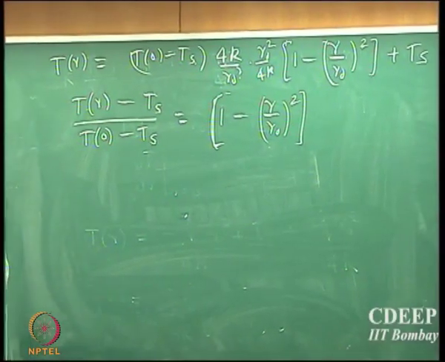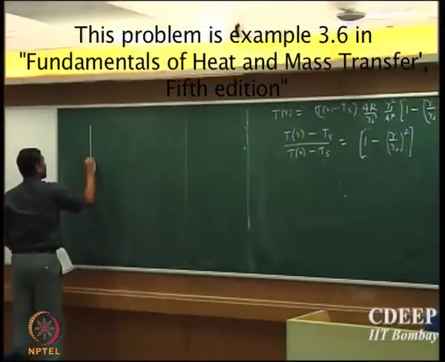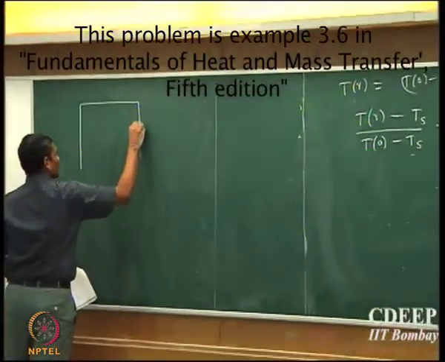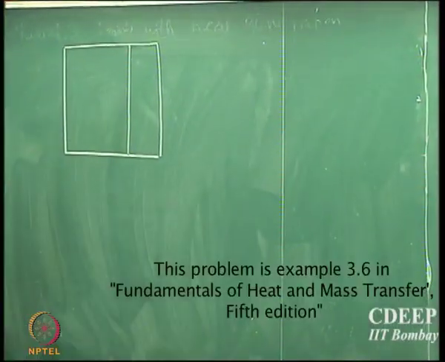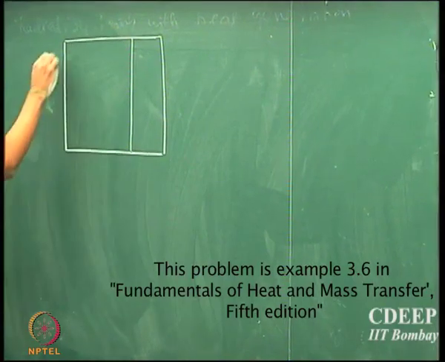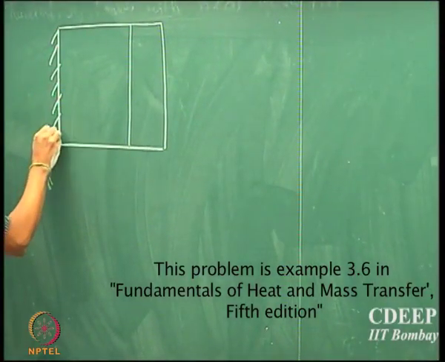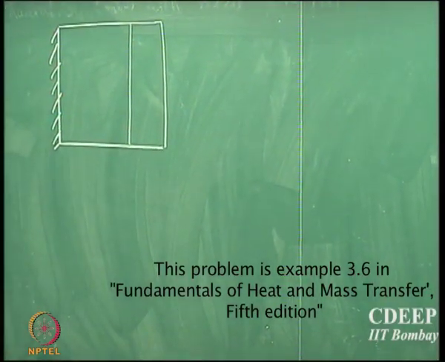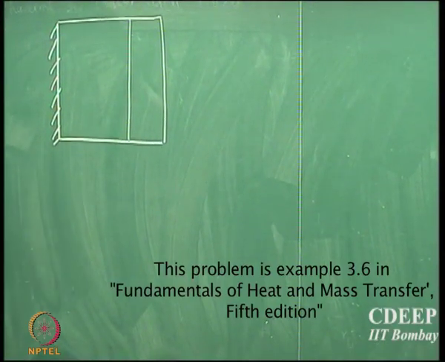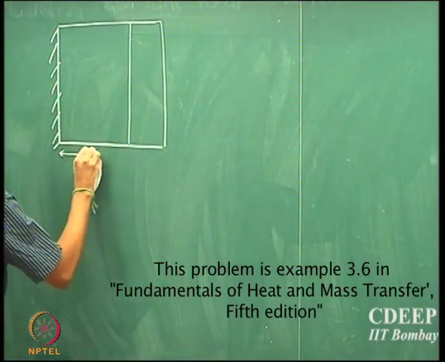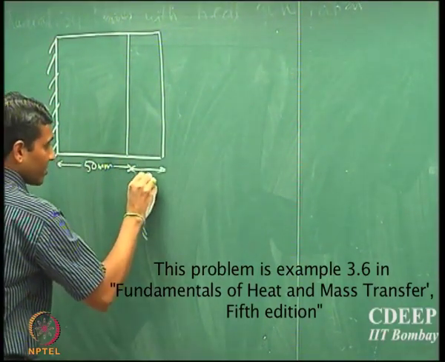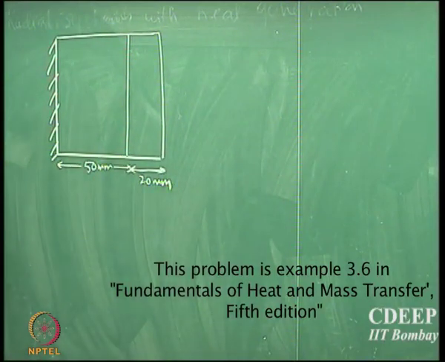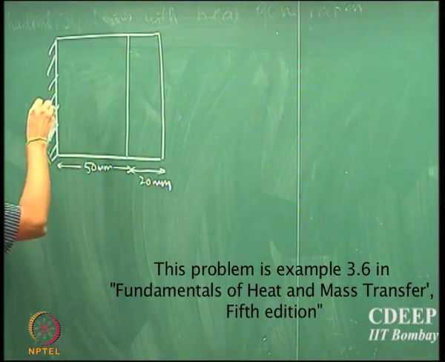So let us look at a specific example. There is a composite slab, and one end of this slab is maintained at no flux condition, that is adiabatic conditions, and the lengths are specified as 50 millimeters and 20 millimeters. So that's the thickness of the slab.